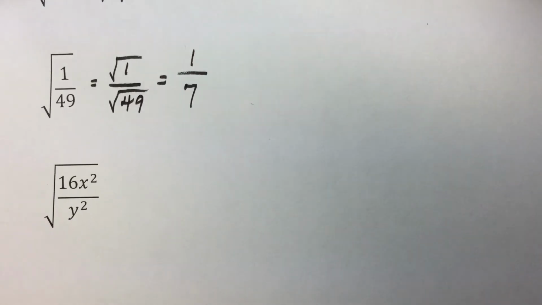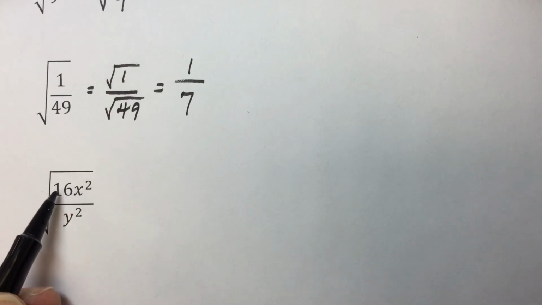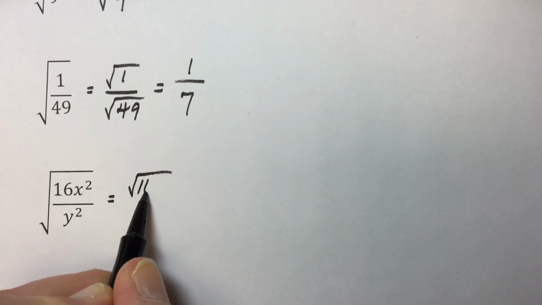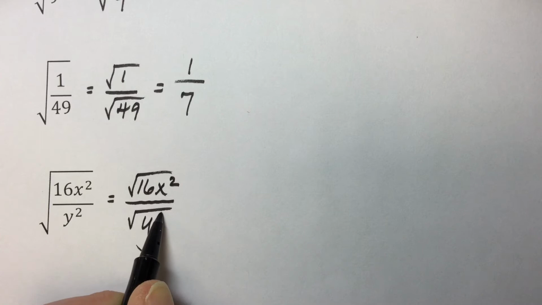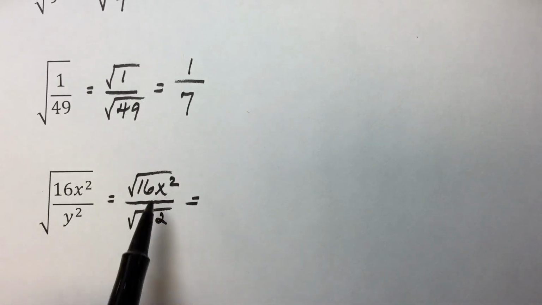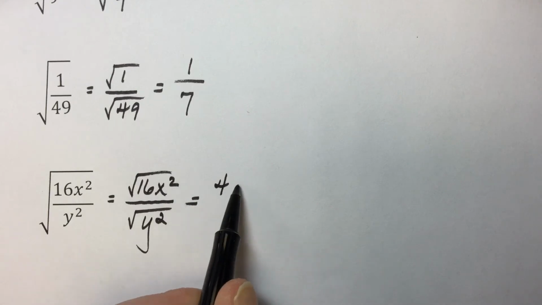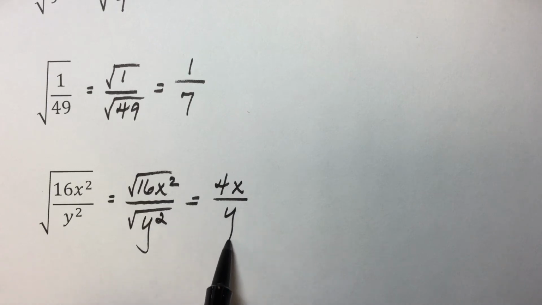Let's look at one additional problem. Square root of this quotient, it cannot be reduced, but if we break it into the square root of the numerator over the square root of the denominator, we are able to simplify. Square root of 16 is 4. Square root of x squared, or anything squared, is that quantity. And likewise, square root of y squared in the denominator is y. So the result of this division is 4x over y.